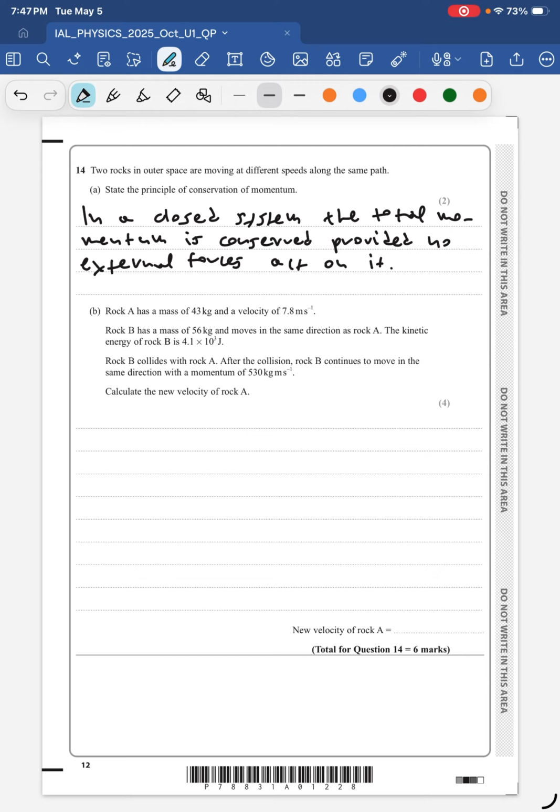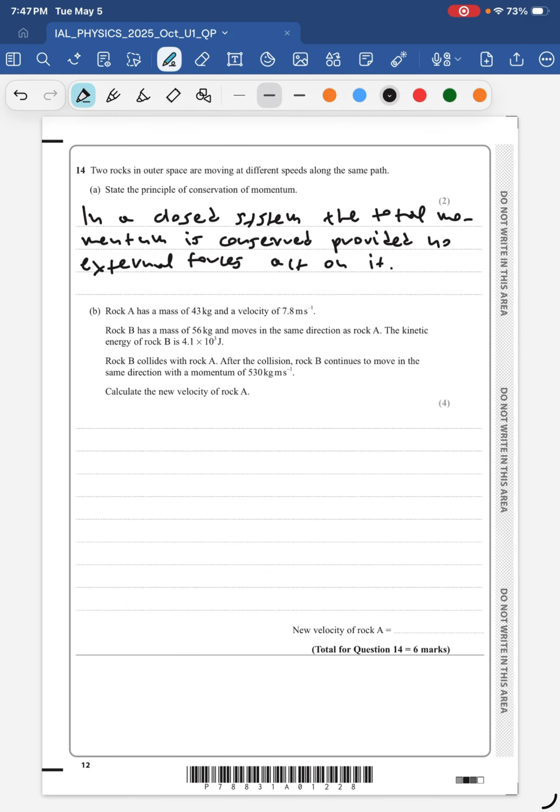All right, so part B. Rock A has a mass of 43 kilograms and a velocity of 7.8 meters per second. Rock B has a mass of 56 kilograms and moves in the same direction as rock A. The kinetic energy of rock B is 4.1 times 10 to the third joules. Rock B collides with rock A. After the collision, rock B continues to move in the same direction with a momentum of 530 kilograms times meters per second. Calculate the new velocity of rock A.